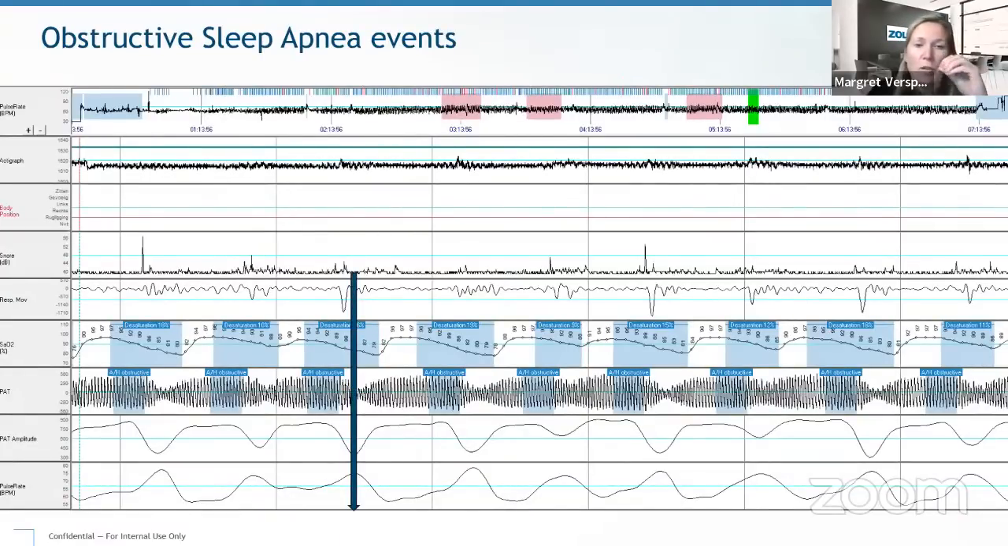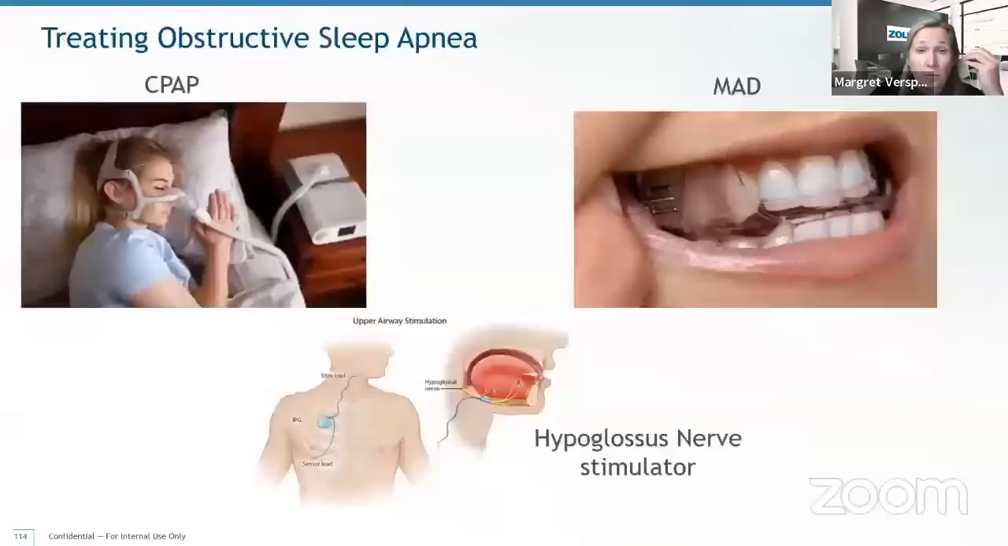Also, the moment of the arousal is important when you look in the raw data. In obstructive sleep apnea, most of the time the arousal is in the second part of the desaturation. The patient has an arousal, a very deep breath with a snore, and after the arousal, a quick resaturation. Keep this in mind when we compare it to a central sleep apnea event.